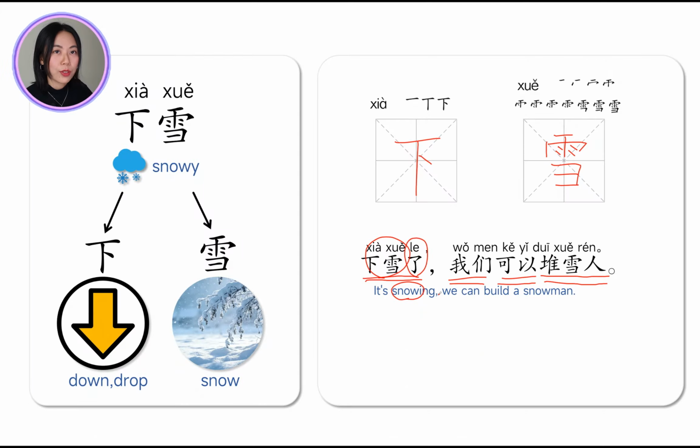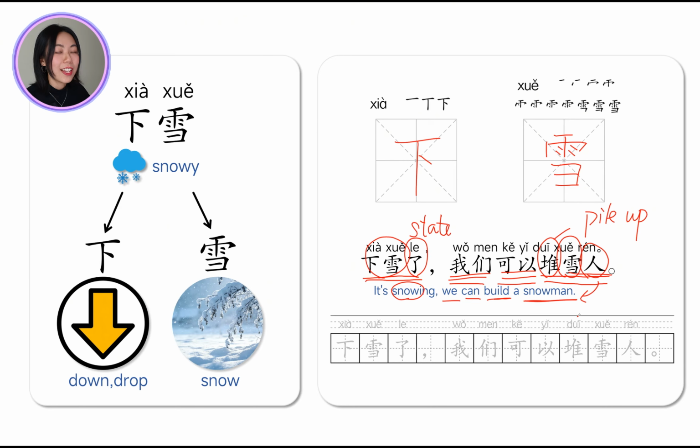The 了 can refer to past tense or the state. So in here, the 了 means the state or the situation. 我们 we, 可以 can, 堆 means to pile up, to build up. So now it's build. 雪人 snowman: 雪 snow, 人 people, snow people, that is snowman.